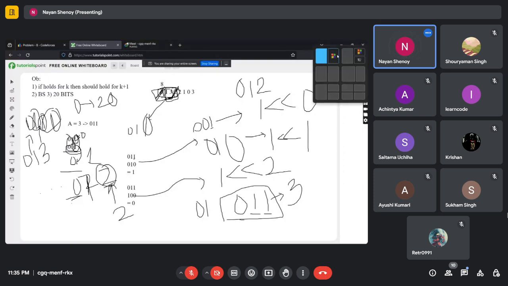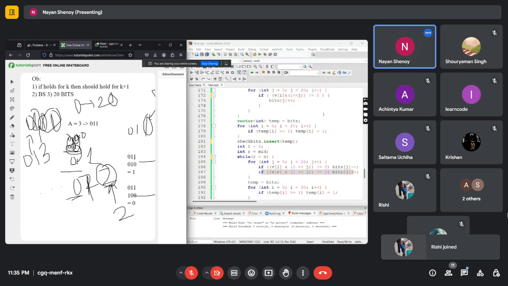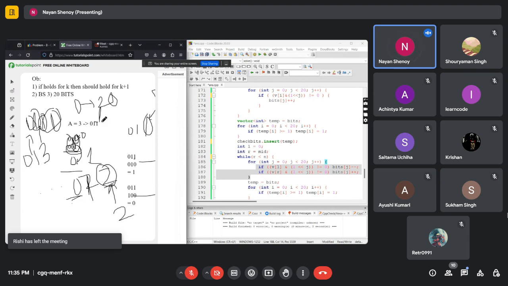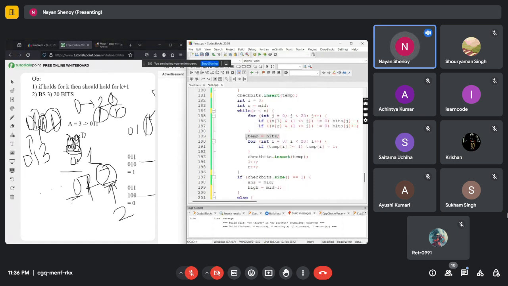Okay. So just like how we did here, the same process I'm doing here, but here I'm just removing the L pointer, the element at the left of the window, and I am doing the calculations for the element just outside the window so that I can move. Okay. Now we have gotten the new result in these bits, and then I am storing it in a temporary vector called temp.